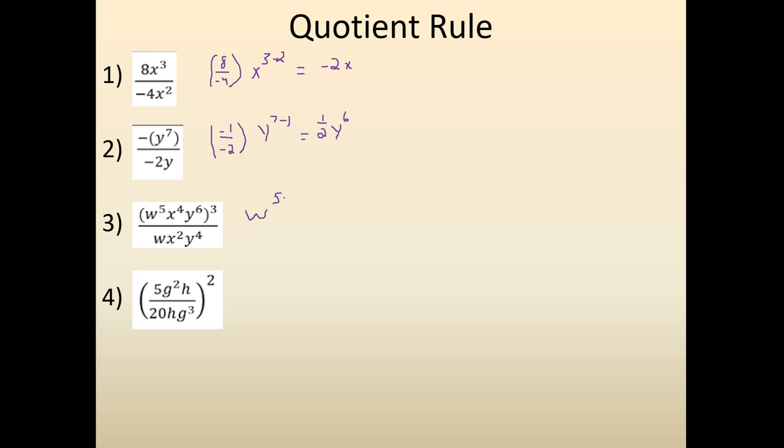Alright. Now for here, we have the w's. So we have 5 in the numerator, 1 in the denominator. For the x's, we have 4 in the numerator, 2 in the denominator. The y's are going to have 6 in the numerator minus 4 in the denominator. However, there is one mistake that I made. There's an exponent out here. So actually, instead of doing 5 minus 1, I have to multiply that 5 by 3. I have to do the same thing for the 4 and for the 6.